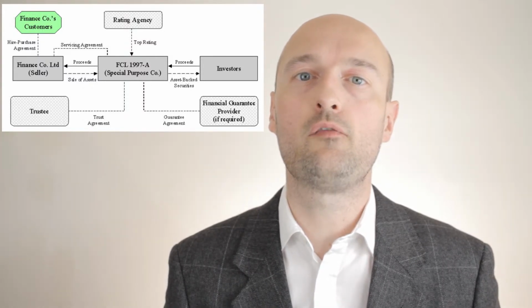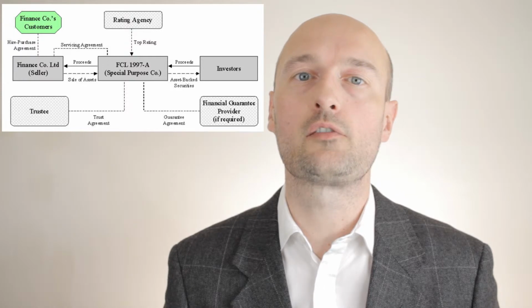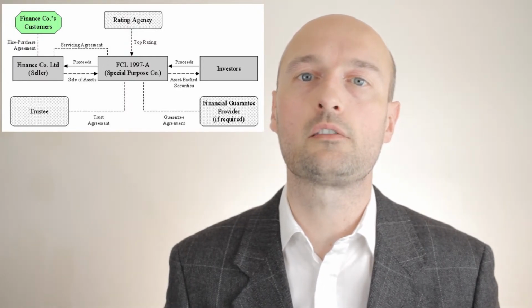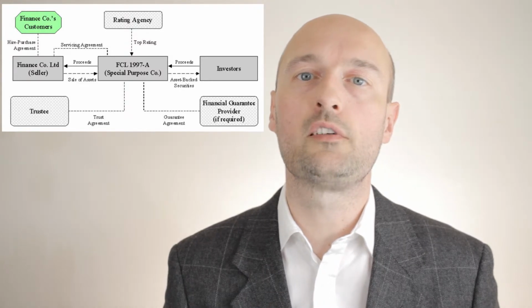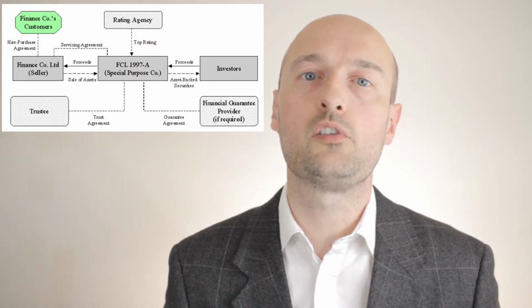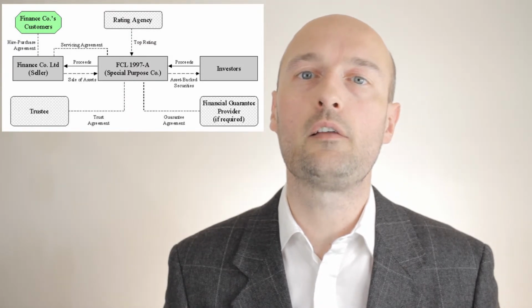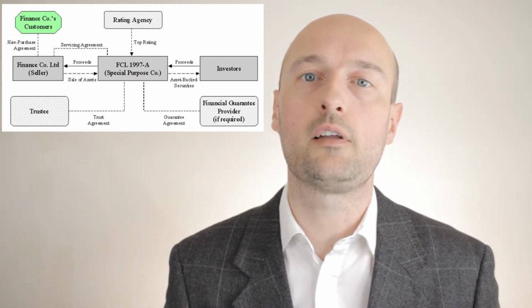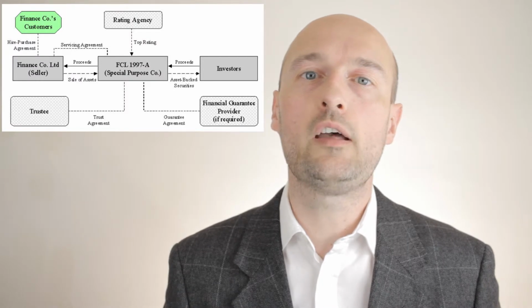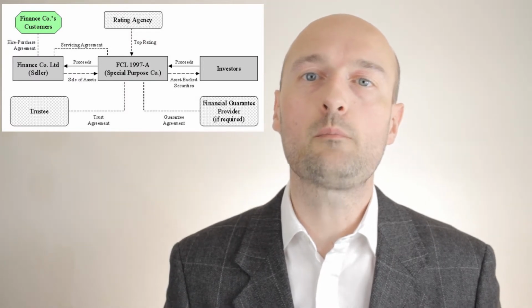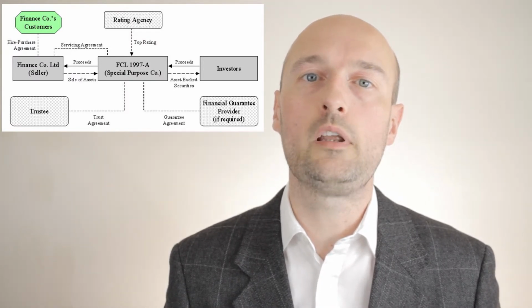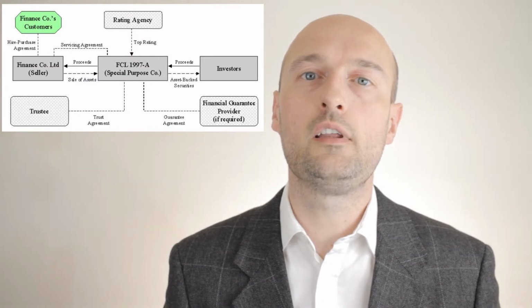Everything starts with the finance company on the left of the screen. Let's imagine they're a large company who has made lots of sales on credit, and they have a large pool of receivables. Their customers who owe them money are highlighted in green. The company raises money from investors, shown on the right side of the slide, who want to invest in these receivables. That money is put into a new company, the SPV, which in this example is called Special Purpose Company. It's at the center of the slide.